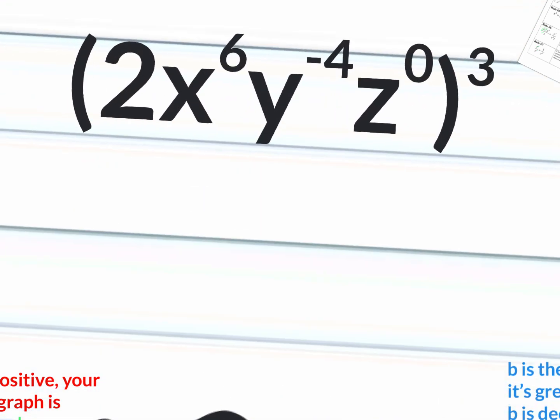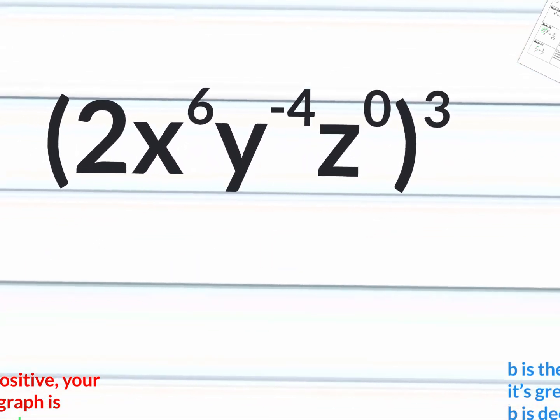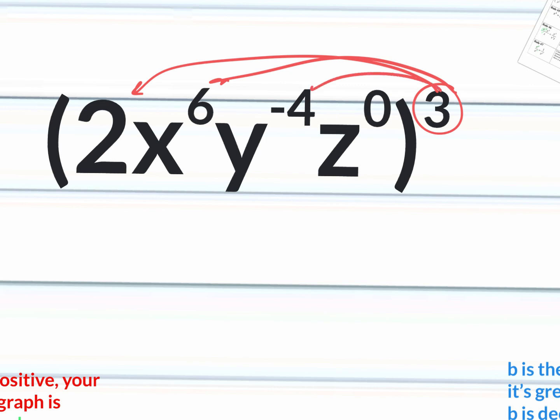Got a couple more here. Here's one where we have to do what with that 3? Distribute. Yep. So put it on the 2, on the 6, on the negative 4, and on the 0. Actually, even before distributing, anything to the 0 power is what? 1. So you can just cancel it out. That way you don't have to distribute it there.